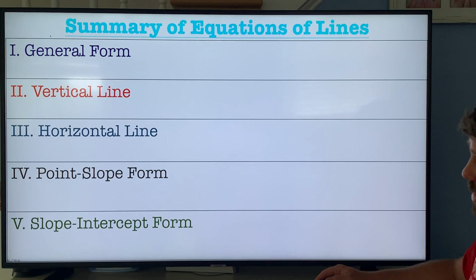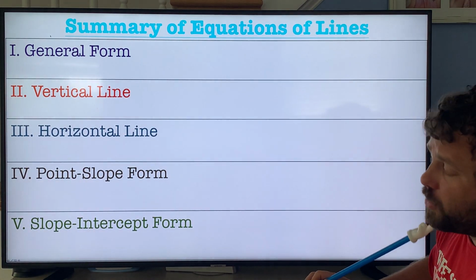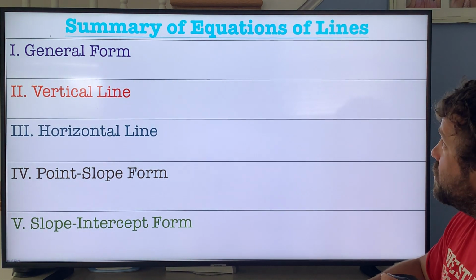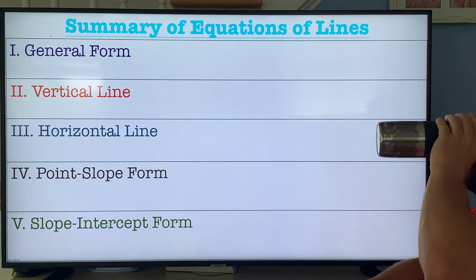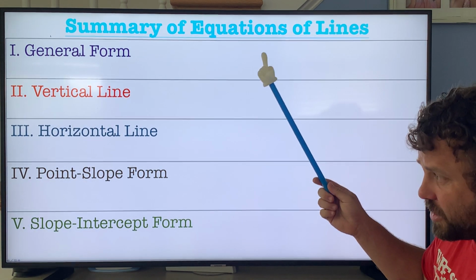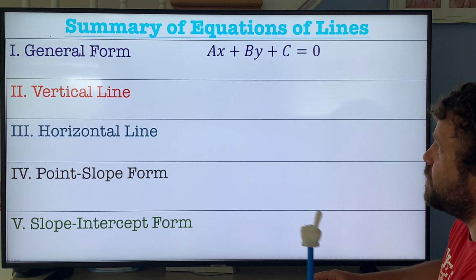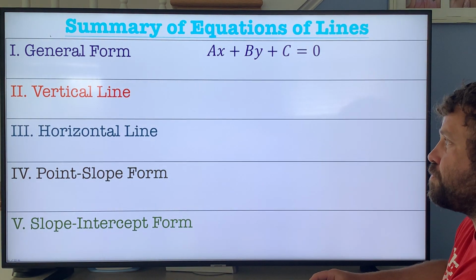All right, so let's sum this up real quick. There are 5 basic equations that you would use to describe lines. And remember, a line is straight. There's no curves in lines. The first type is the general form. So that's ax plus by plus c equals 0. Okay, everything's on the left-hand side.